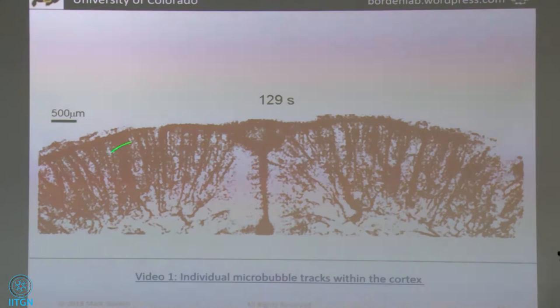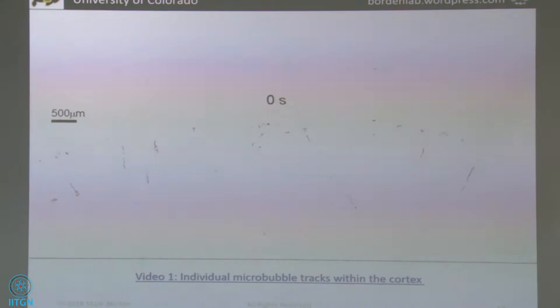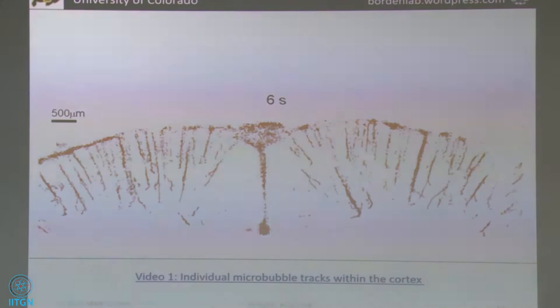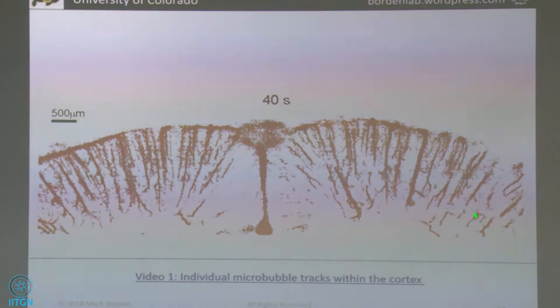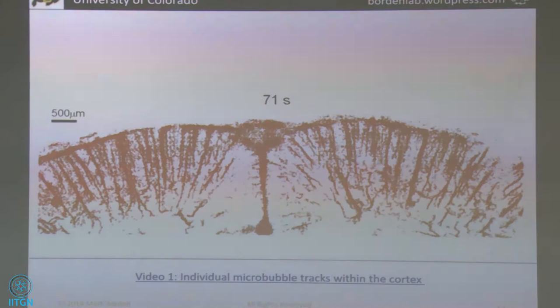This is the top of the brain of the mouse. You can start to visualize the vasculature. So you can see microvessels in the top part of the cortex of the brain of the mouse. That's the brain of the mouse. Okay. If you've ever seen the brain of a mouse, it's really, really small. This is extraordinary resolution.